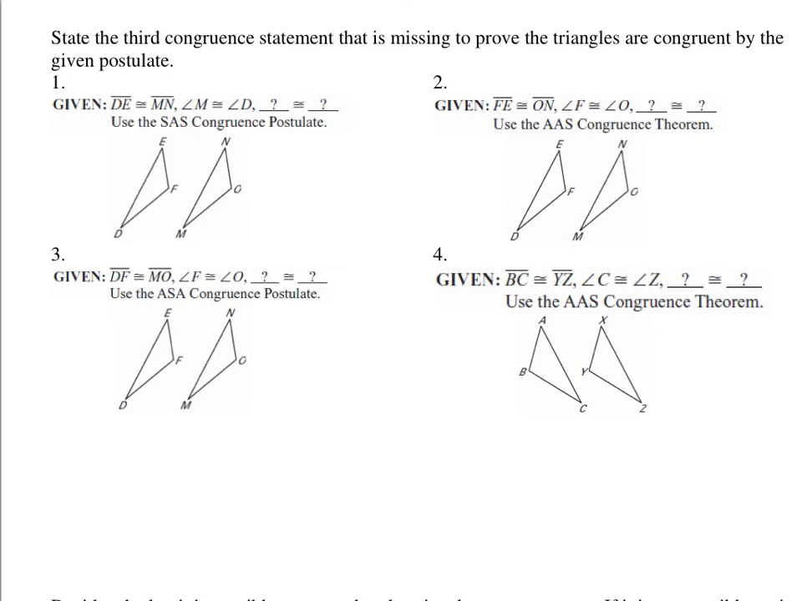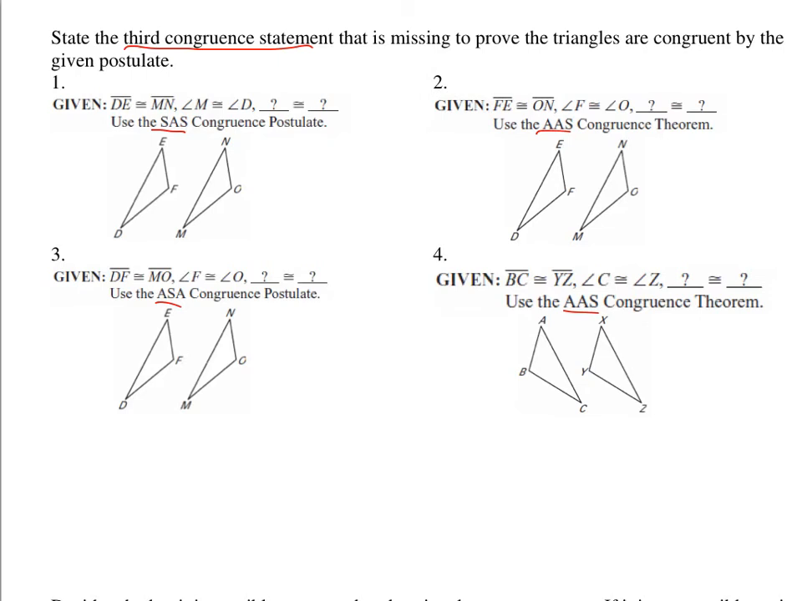So on these 4 questions, we're figuring out what is the third statement that we need to say is congruent to prove that our two triangles are congruent by the given postulate. So the first one is side angle side, next one is angle angle side, then angle side angle, and angle angle side again. So a little mixed up. So some review plus some new ones in there.